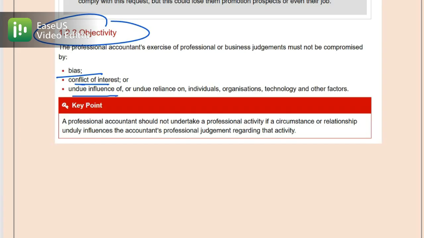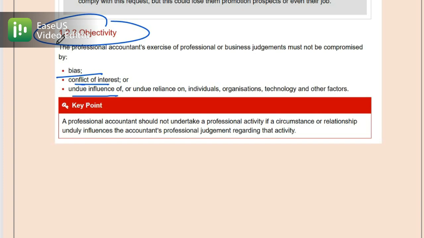So if you are the auditor of a company and you also own a large number of shares in that company, your objectivity is compromised. There is a conflict of interest. You have a financial interest in the outcome of that audit. That is the problem. And we will come back to this when we discuss specific independence issues.